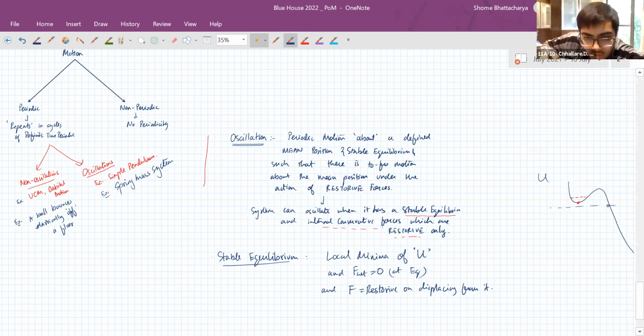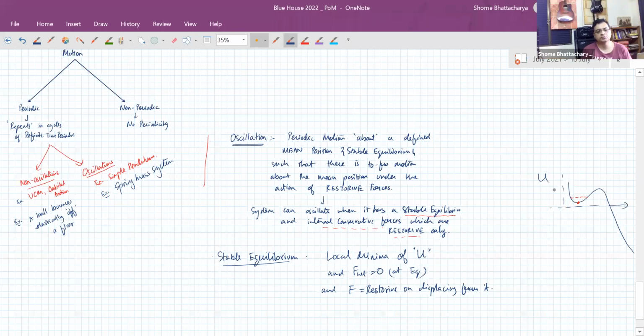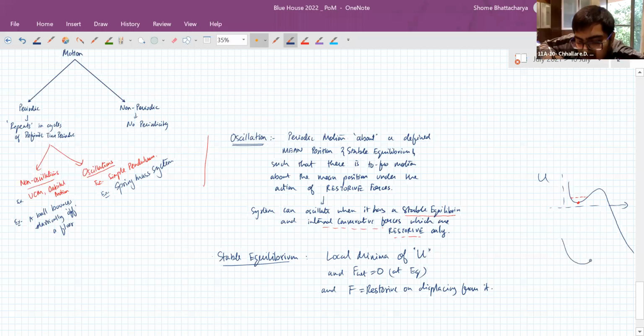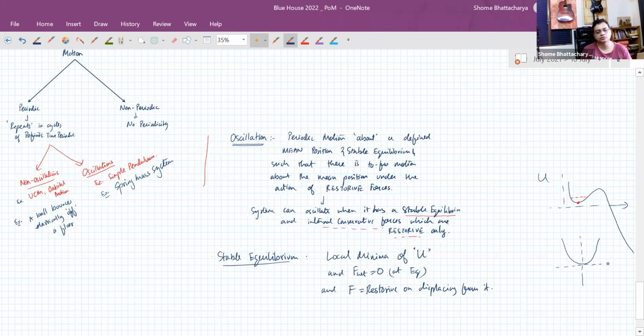This is a more complicated type of oscillation. Your spring mass system will not have this kind of thing. Your spring mass system will be just U equal to half kx squared. So that is your global minima at x equal to 0. But whether it is global minima or not, it has to be a local minima, because the important point is that your dU by dx on either side has to be such that the restorative force points towards the equilibrium. Remember that thing, no?